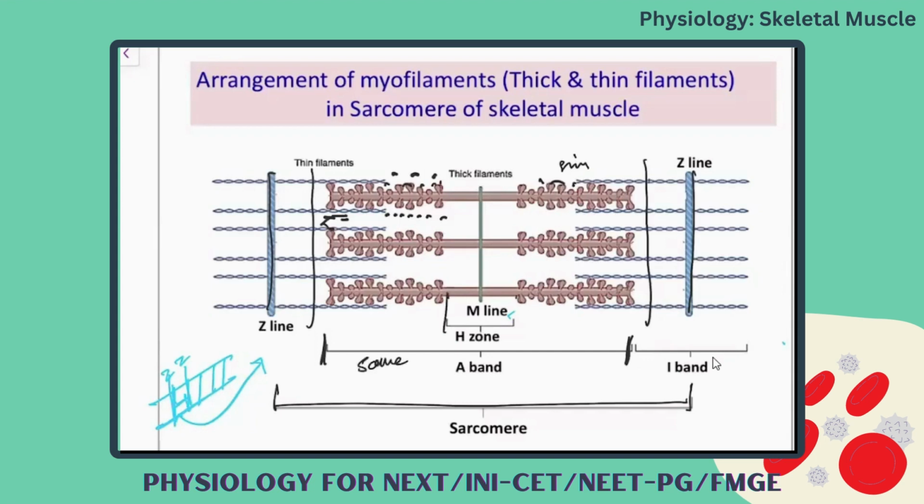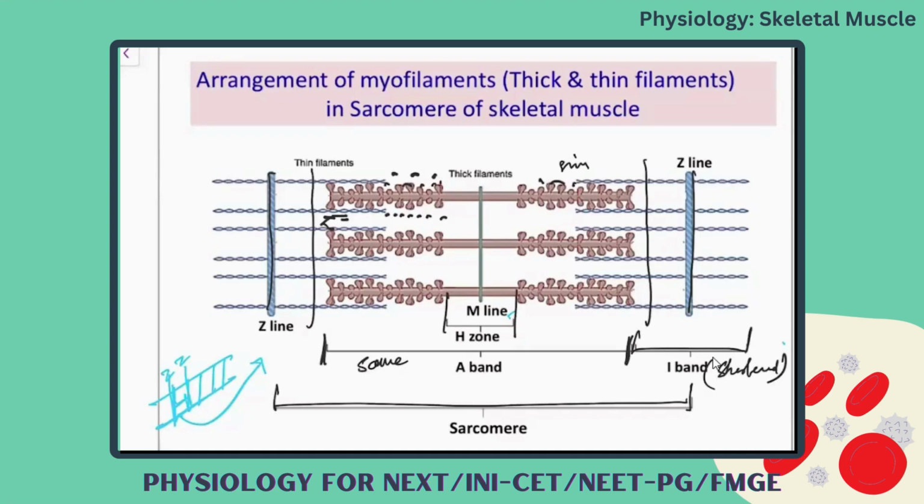And what about the H zone? It remains the same. What about the I band? Shortened. This is what you will see in the MCQs. A band, I band, during muscle contraction, normal state, relaxed state. The relaxed state and normal state are the same, but these are confusing words. Okay, clear? So this is what is called muscle contraction.